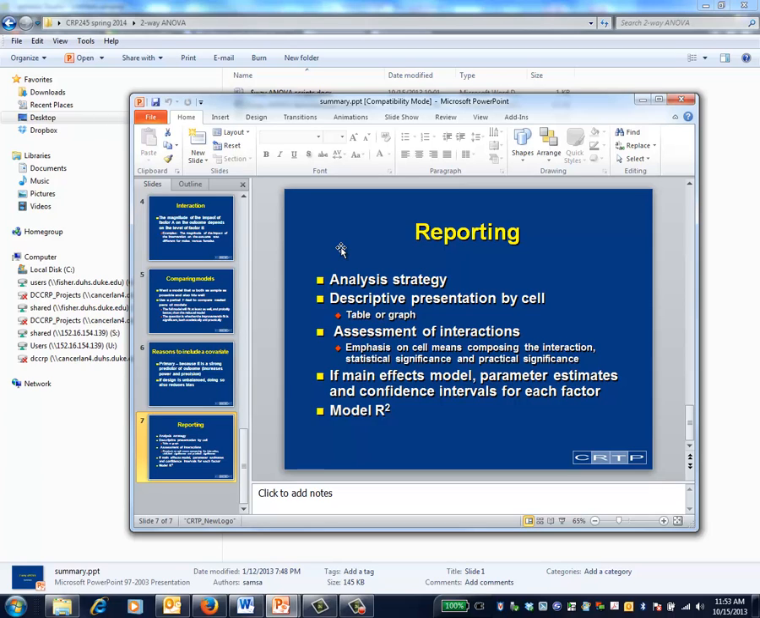If not, you should focus on the parameter estimates and the standard errors and the main effects of each of the predictors. Finally, you should report R squared, the proportion of variability that's explained by your model.